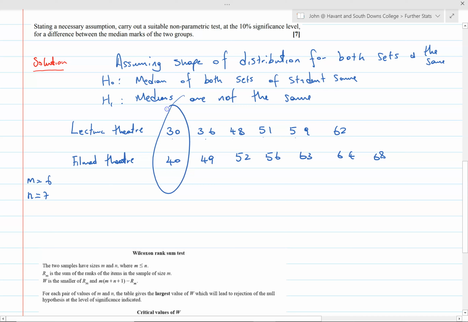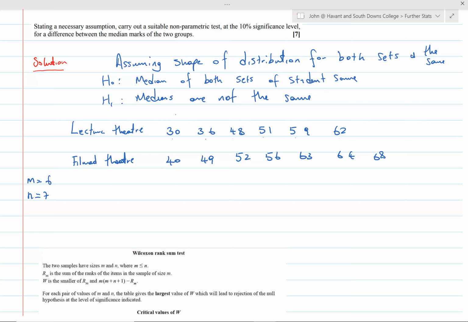These two don't naturally go together. It's just happened to be lined up, but they're not lined up in any way. It's arbitrary, so it's not paired data. Okay, so let's get on with this.